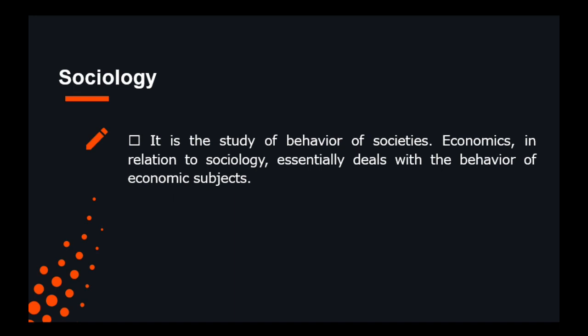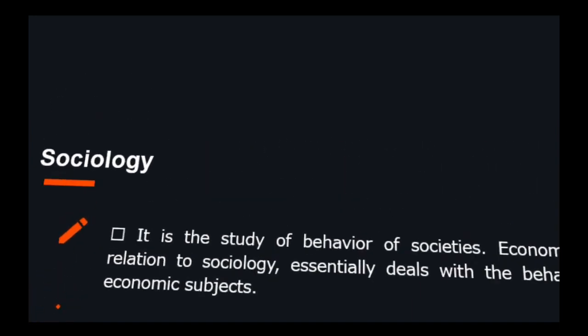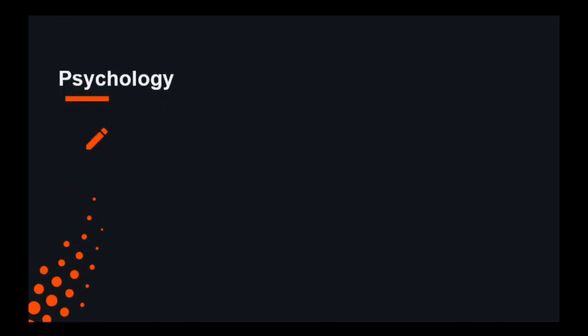Fifth, we have sociology. Now, it is the study of behavior of societies. Economics in relation to sociology essentially deals with the behavior of economic subjects, which means economic sociology analyzes economic phenomena such as markets, corporations, property rights, and work using the tools of sociology. It shares economic theory's attention to the role of interest and rationality, but also emphasizes the importance of social relations and social institutions.